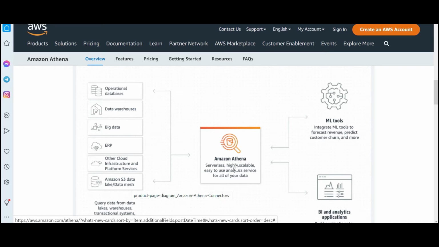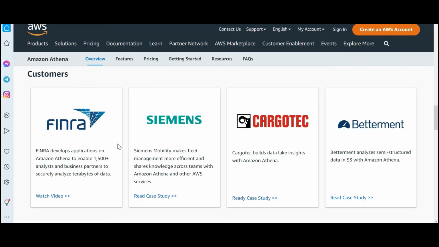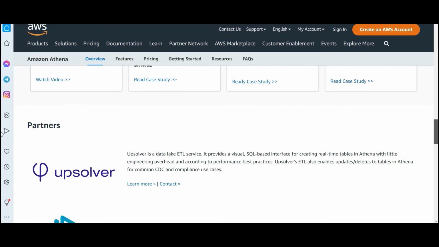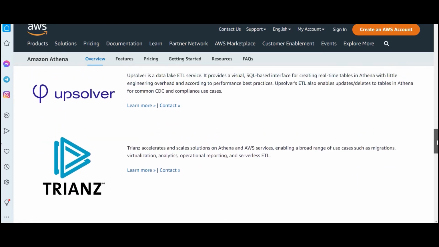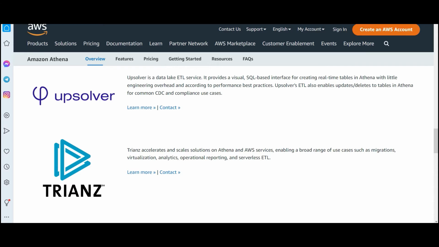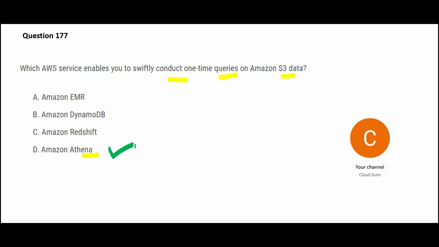So Athena will shield that for you. You just fire your queries without worrying about, can my query run on Athena, or can my query run on S3? Can I fire queries on big data sets? You should not worry about those things. Athena will do it for you. See, these are the customers who are already using Athena. Okay. And then these are the partner services available. So in a nutshell, Athena is the answer here, because it will help you fire one-time queries on S3 data.